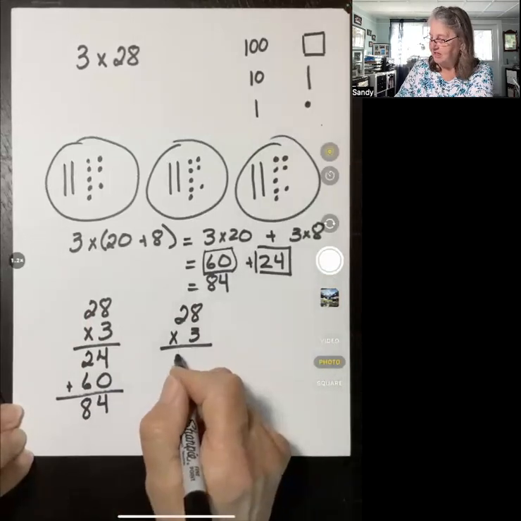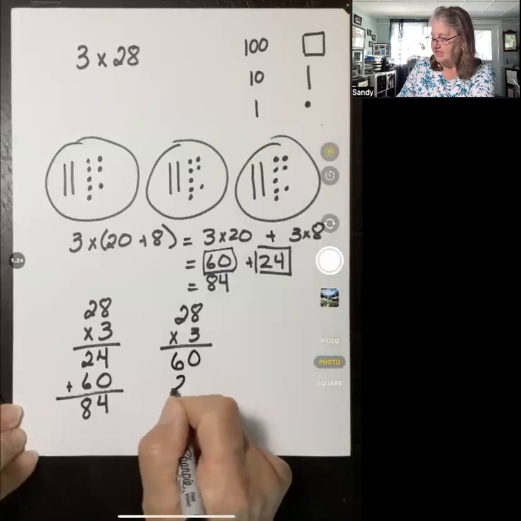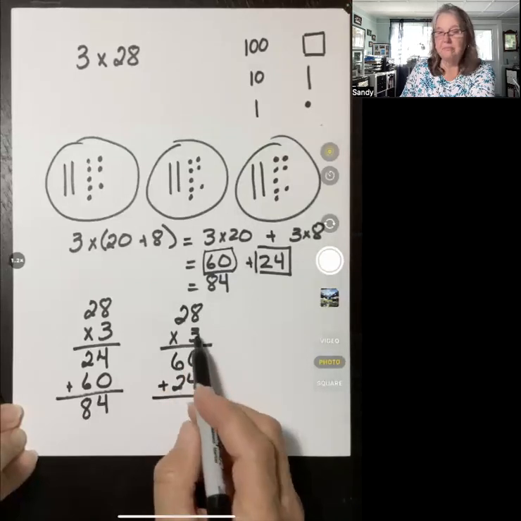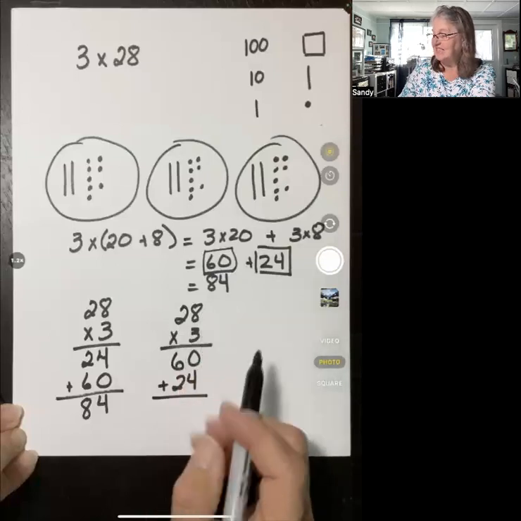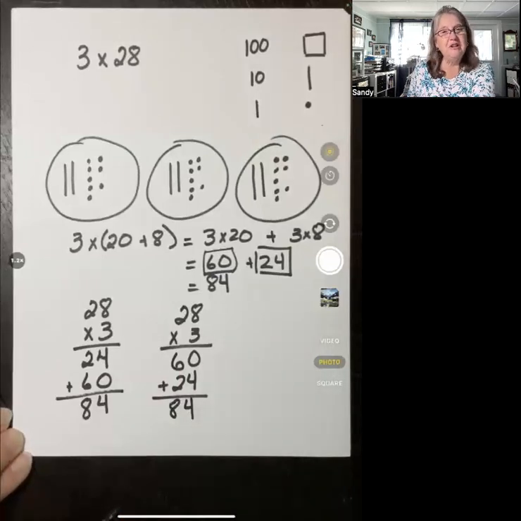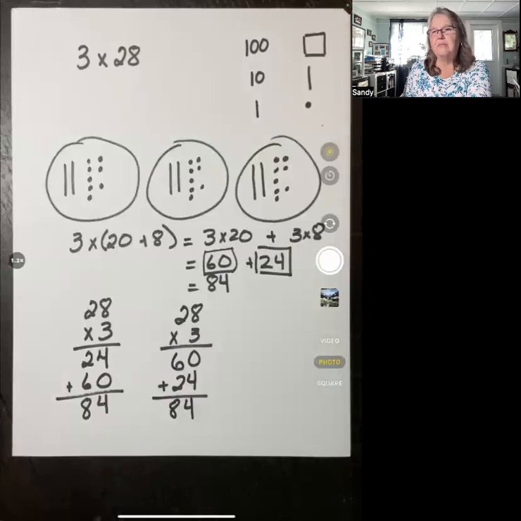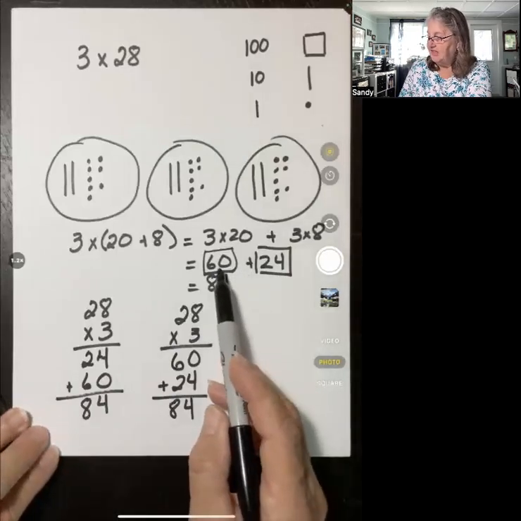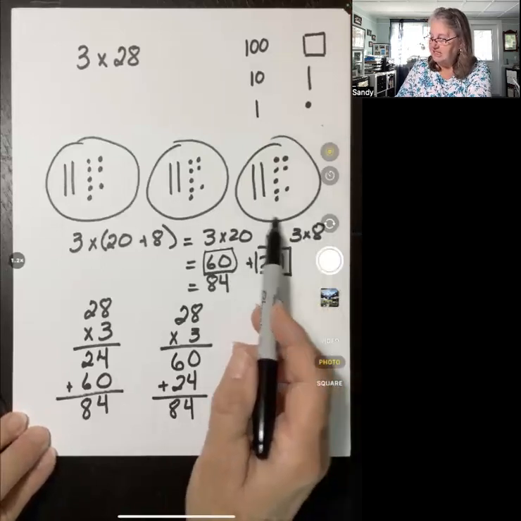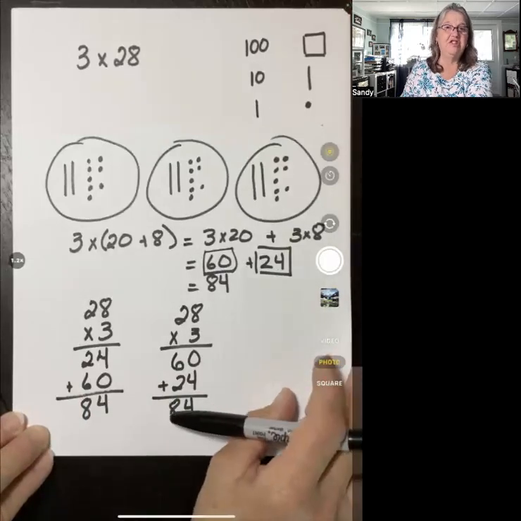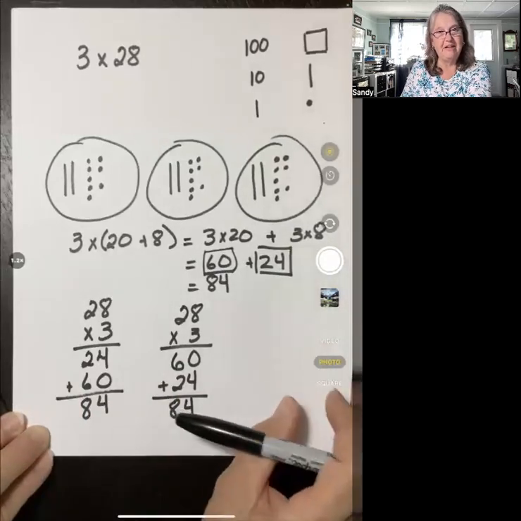So I've got 3/20 is 60, 3/8 is 24. I got the product for each of these places. Those are the partial products, and I find the total. So it's very much a place value look at multiplication, and I'm looking at the partial products, but I hope you see briefly how these partial products link to the distributive property. We're using an algebraic approach to multiplication versus just an arithmetic one.